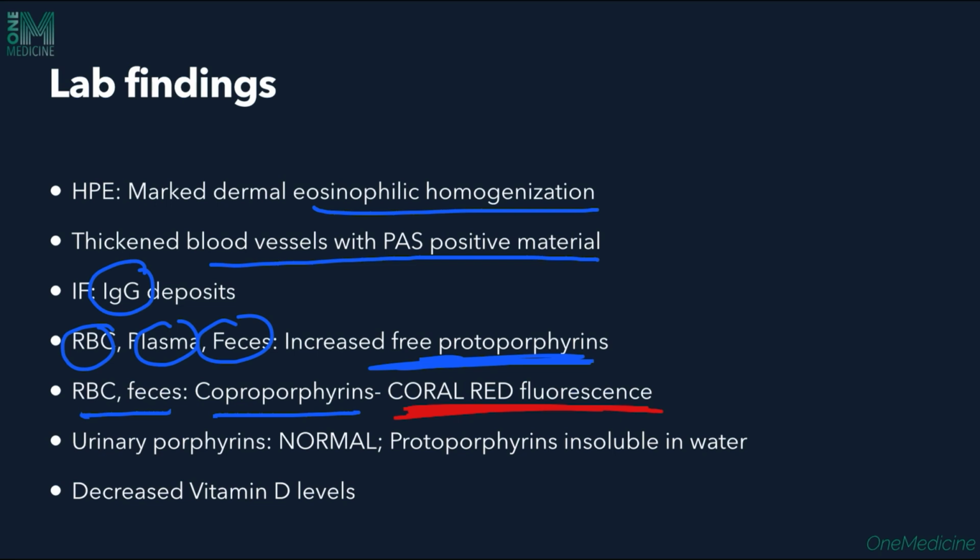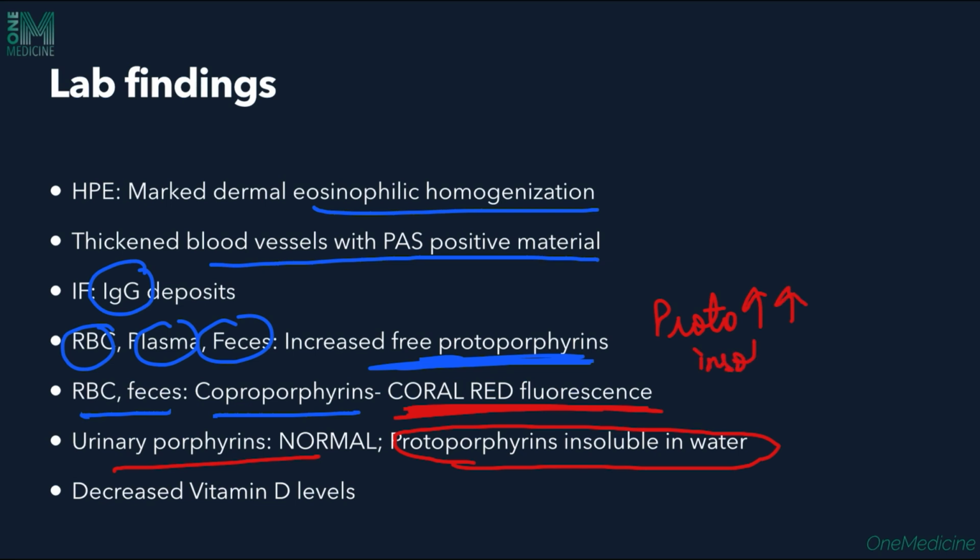Urinary porphyrins will be normal here, but protoporphyrins are increased in amount, right? These protoporphyrins are insoluble in water, therefore you can't see them in urine, but you can see them in feces and RBCs. Vitamin D levels will be decreased because of decreased sun exposure. You tell the patients to reduce sun exposure, and that will also cause a decrease in vitamin D levels.